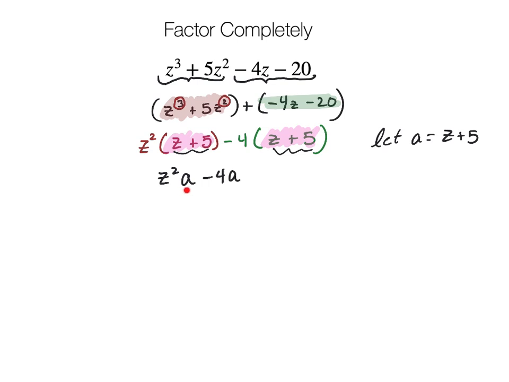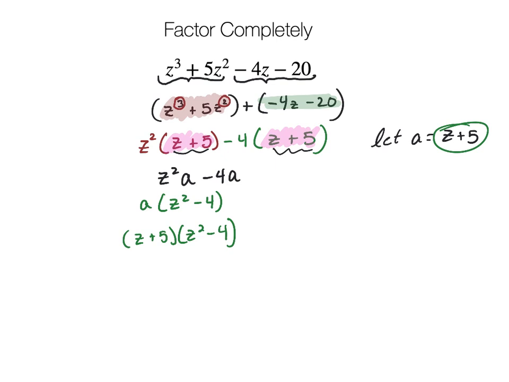Look at how that a is a common factor of the first term and the second term. So I could factor that a out, leaving me with z squared minus 4. But it's not really an a there. A represents z plus 5. So this really represents z plus 5 times z squared minus 4. Okay, so that's what we call using a dummy variable.